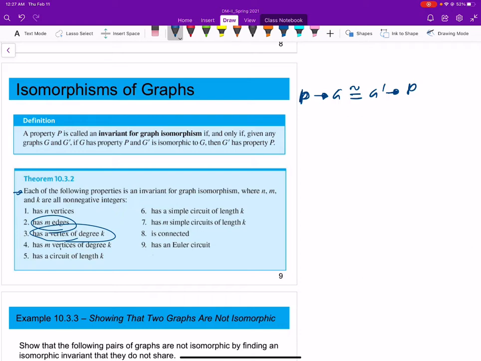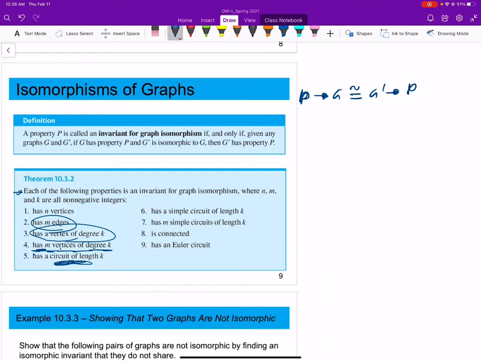Okay, and then if graph G has m vertices of degree k, then that also happens in graph G prime. If graph G has a circuit of length k, then that also happens in graph G prime. All right, so there are 9 properties. If both graphs are isomorphic, these properties are common for both graphs.